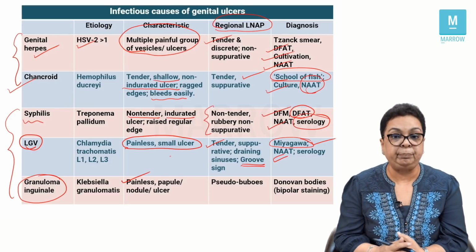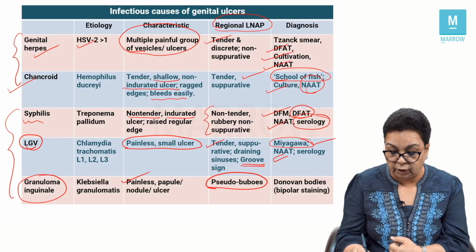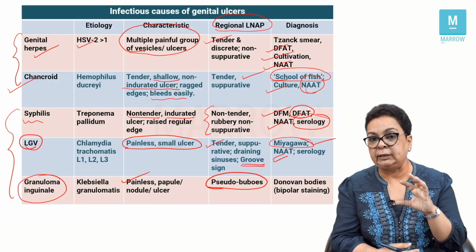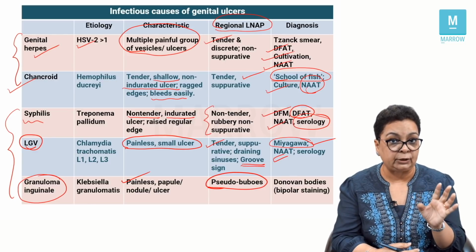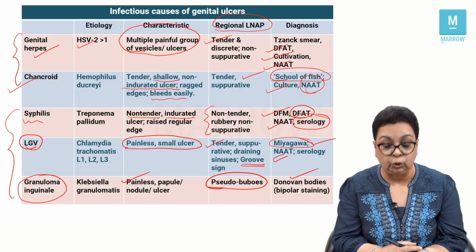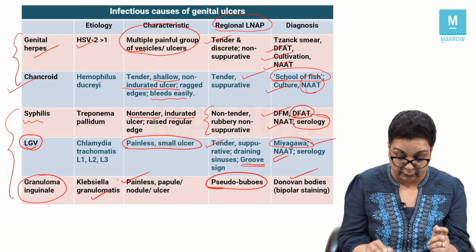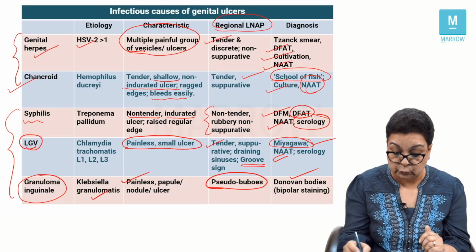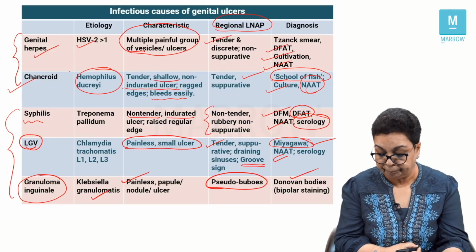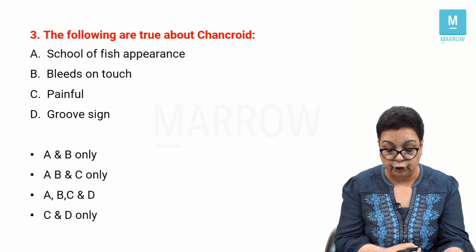So it is associated with a painless papule, nodule or an ulcer, associated with what are called pseudobuboes because of the induration produced in the subcutaneous tissues. These are not actually lymphadenopathies. On microscopy, we can see Donovan bodies, the typical bipolar staining of Klebsiella granulomatis. This bipolar staining is also seen with Haemophilus ducreyi when we stain them on gram stain, right? So that is about genital ulcers.